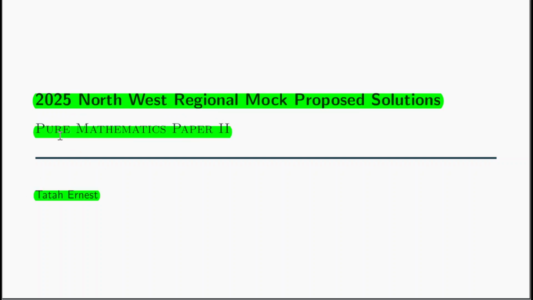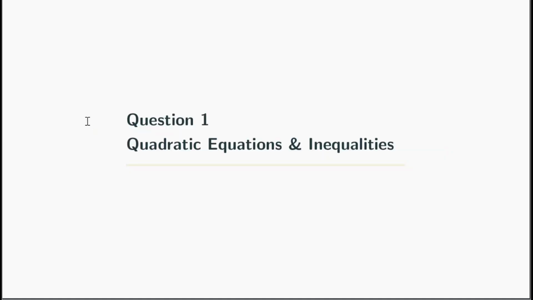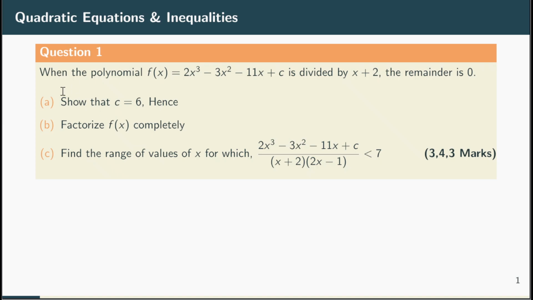I'm Tata Ernest, and let's begin right away with question 1, a question on quadratic equations and inequality. The question reads: when a polynomial f of x equal to 2x cubed minus 3x squared minus 11x plus c is divided by x plus 2, the remainder is 0. A. Show that c is equal to 6. Hence, B. Factorize f of x completely. C. Find the range of values of x for which this expression is strictly less than 7. And this is the marks allocation for A, B, and C.